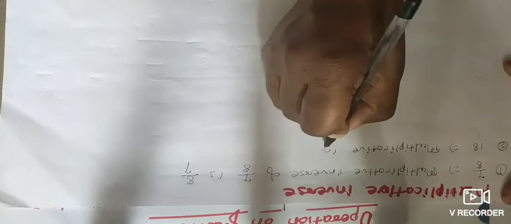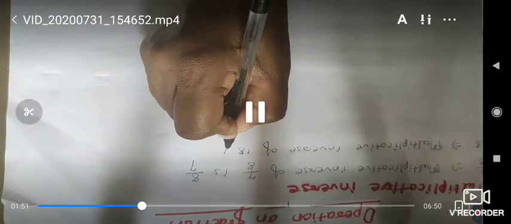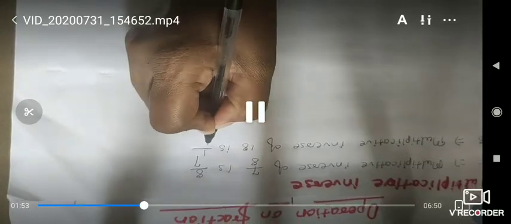Okay, second example. What is the multiplicative inverse of 18? Just as I told you, if a single number is there, then it also has a 1 in its denominator. So we have to write it that way. The multiplicative inverse of 18 is 1 upon 18.